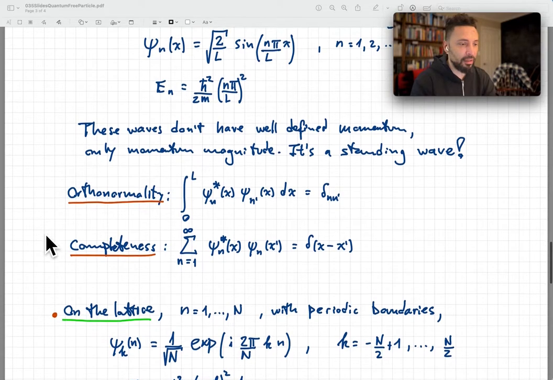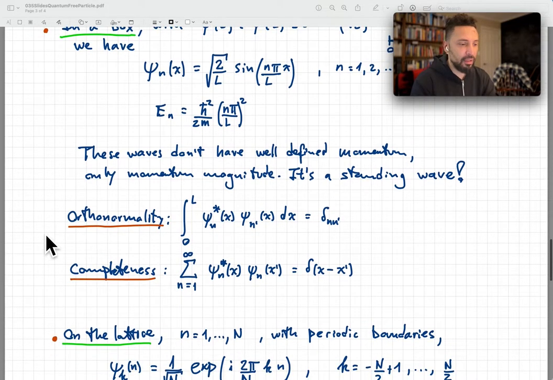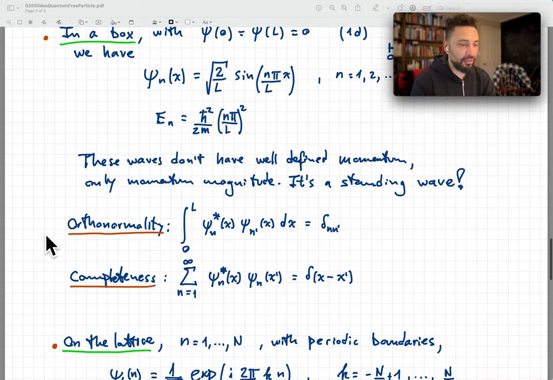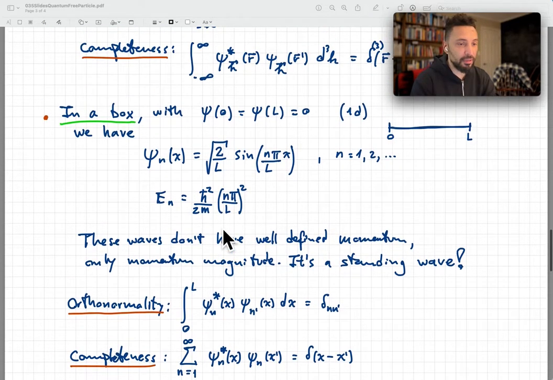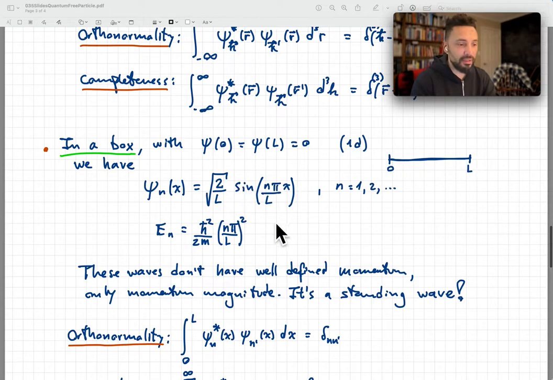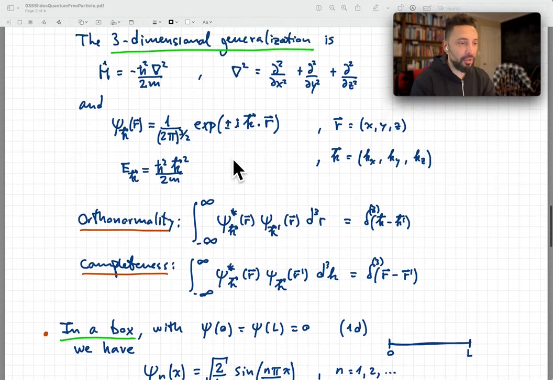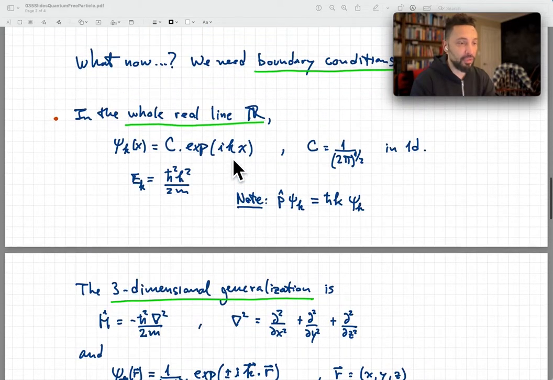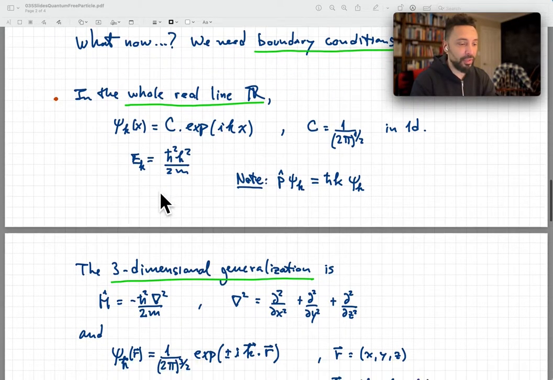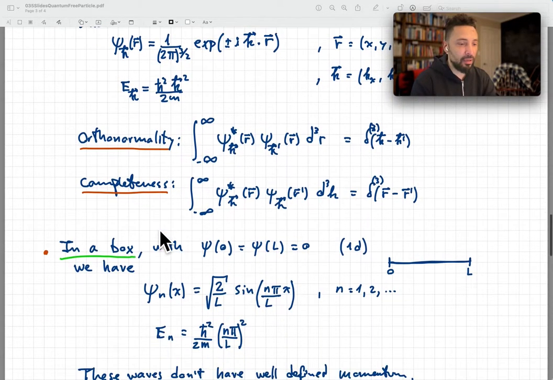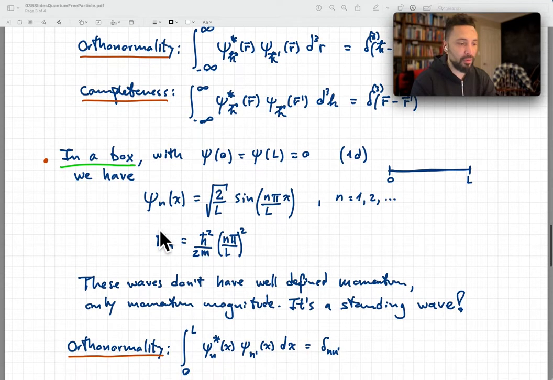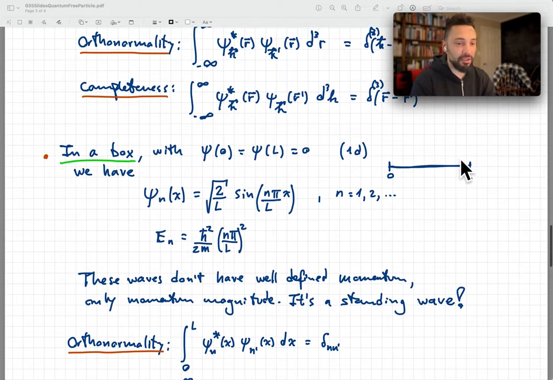Completeness is a lot like before, but now instead of having an integral from 0 to L or from minus L to L or what have you, you actually have a sum, because our states are discrete. By virtue of our boundary conditions, our states are now discretized. This is not something we had before. So in the case of truly a free particle on the real line, momentum is a continuous variable, in 3 dimensions as well. Nothing changes that. What does change that, what imposes a quantization condition for the energy, is the boundary conditions.